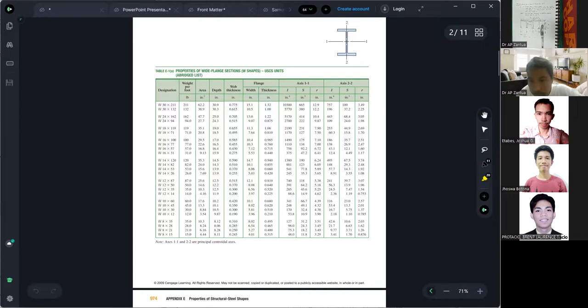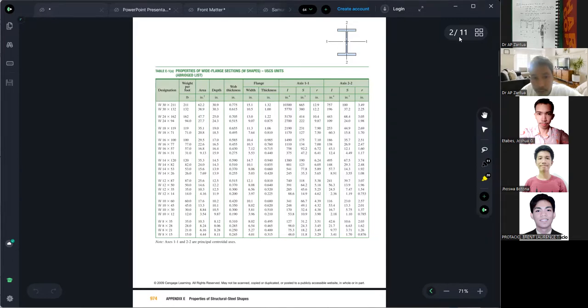Why? Oh, this is not the one we are looking for. This one. So as you can see, what are the properties that we can find out? Area, depth, weight per foot. So weight per foot is 50. If we have W12 by 50, 50 means the weight here. Can you see that?